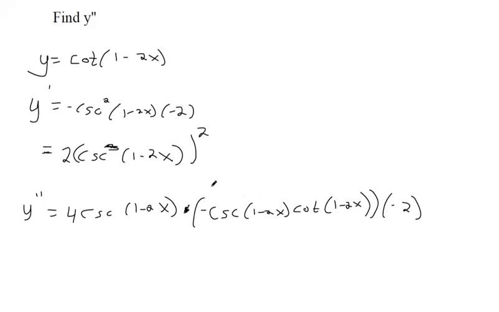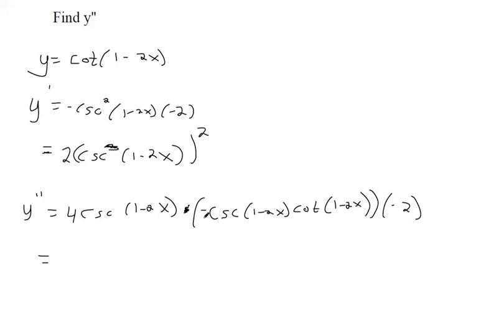I think we've got it now. Just going back and checking myself. The 2 came down, multiplied, and then we took the derivative of cosecant, which is negative cosecant cotangent, and we keep the 1 minus 2x inside the parentheses. And then the third one was this innermost function here. Yep, that looks good. So just clean it up.